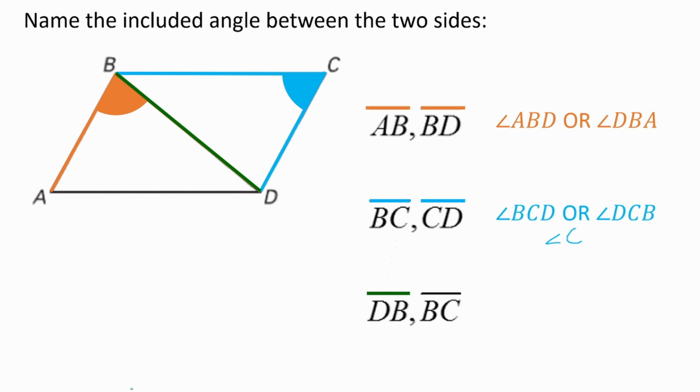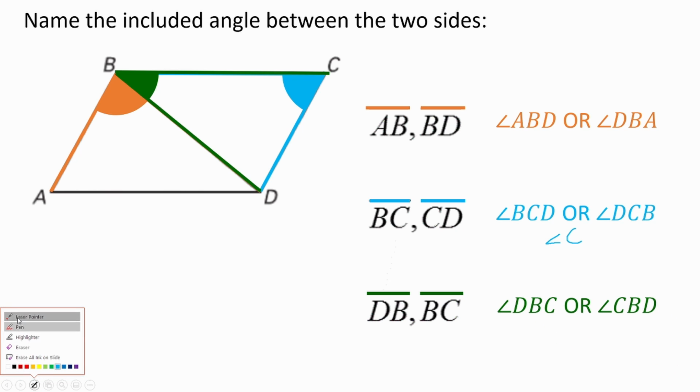Our final example: if I have segment DB, which is that diagonal segment marked in green there, and BC, which is that top segment there, this time the included angle would be up in that top left-hand corner by B. I can't call it angle B here because the orange angle is by B and so is the green angle. So it would be ambiguous to name it angle B. It wouldn't make sense because I wouldn't know which of these two angles it is. But in this case, I could say that it would be either DBC or CBD.